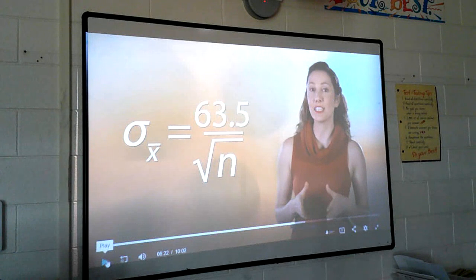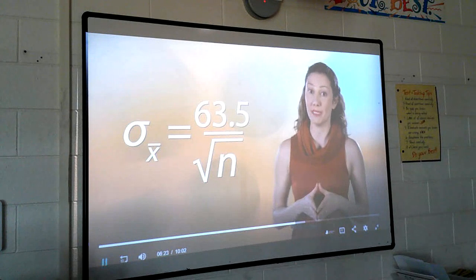Now, this is when we go to one mean. When we talk about means, part of the formula is sigma over the square root of n. When we're doing proportions, it's the square root of p times 1 minus p over n. But this is the formula for means. They're all on the formula sheet. But we did this in sampling distributions for mean also.